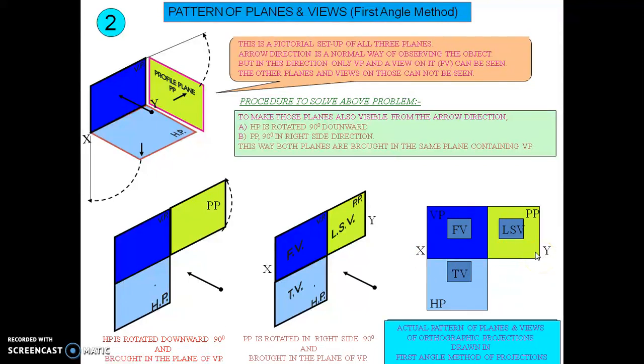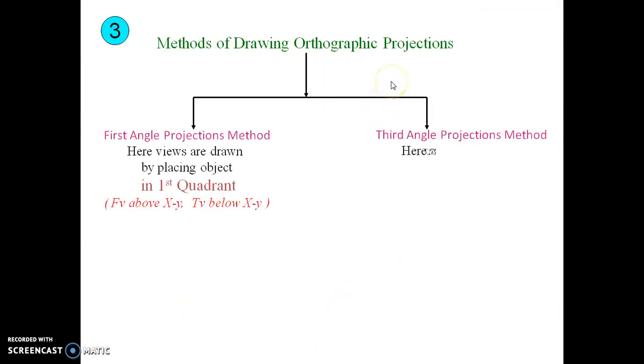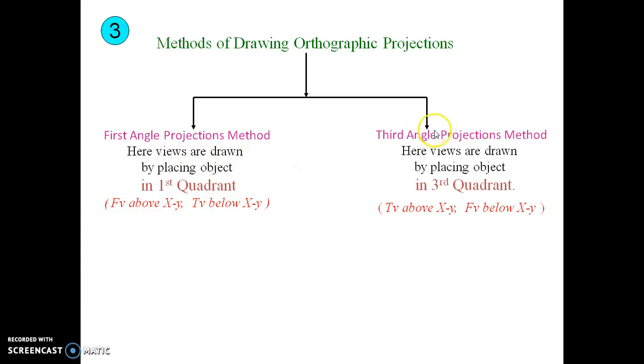So, the third one, the method of drawing orthographic projections. Here, we can see the first angle projection method and the third angle projection method. In the previous class, I mentioned the four quadrants: first, second, third and fourth quadrant. In the first angle projection method, we use the projections in the first quadrant. Likewise, we use the projections in the third quadrant for the third angle projection method.